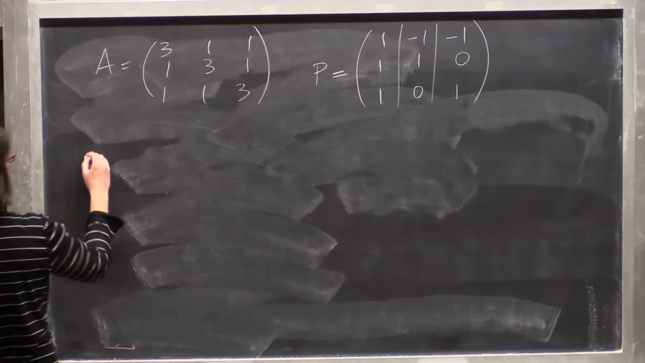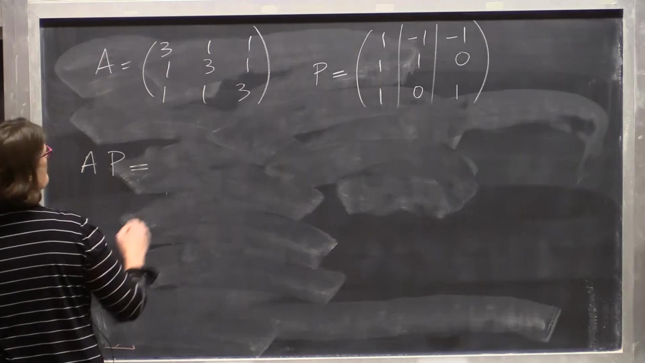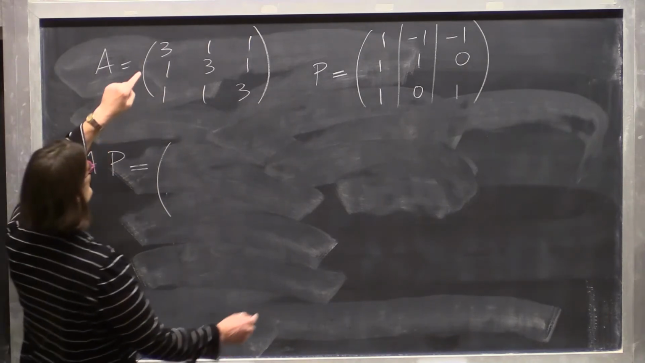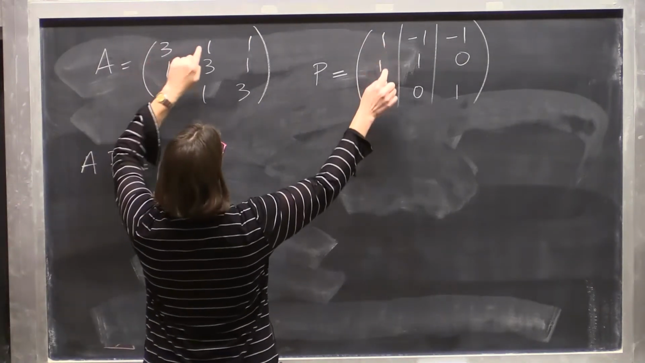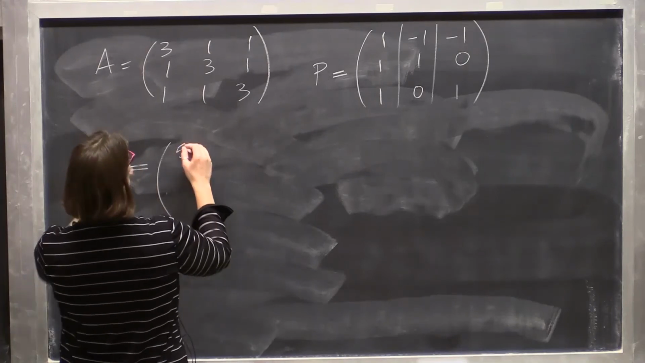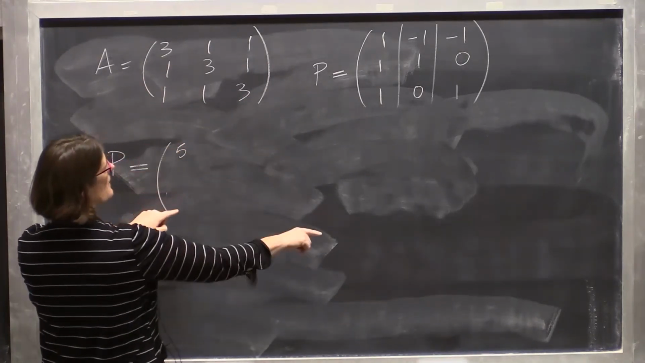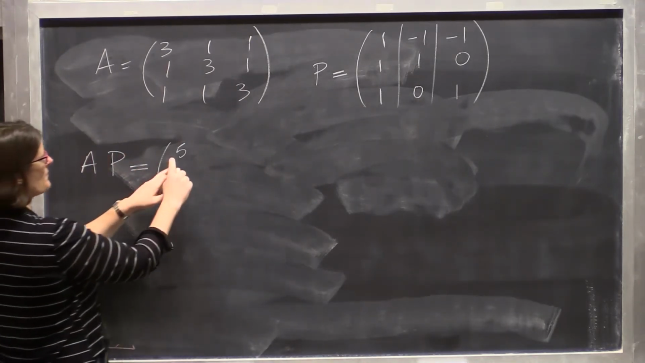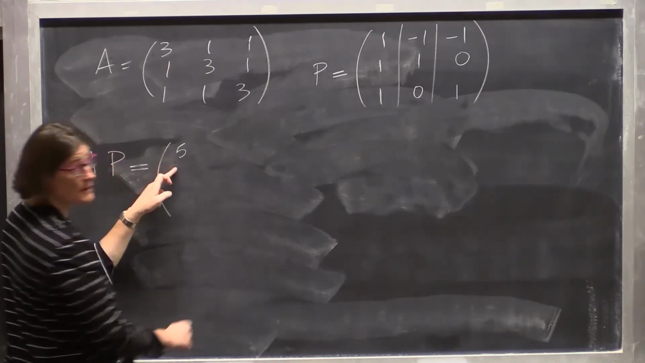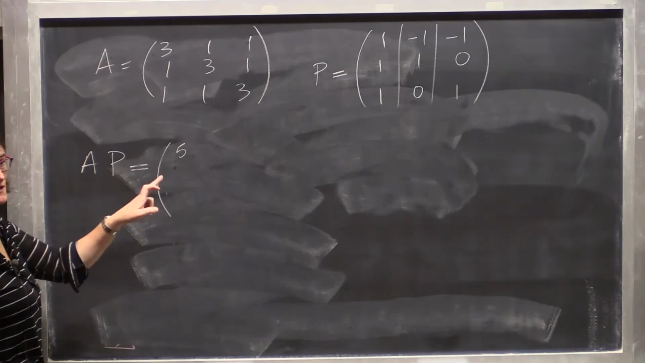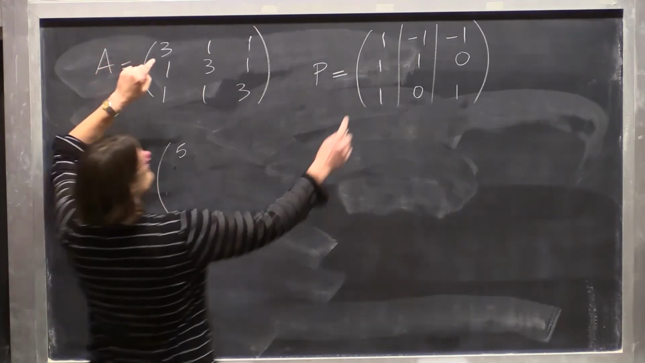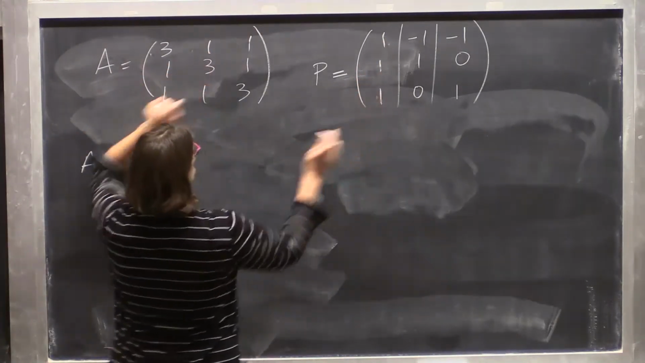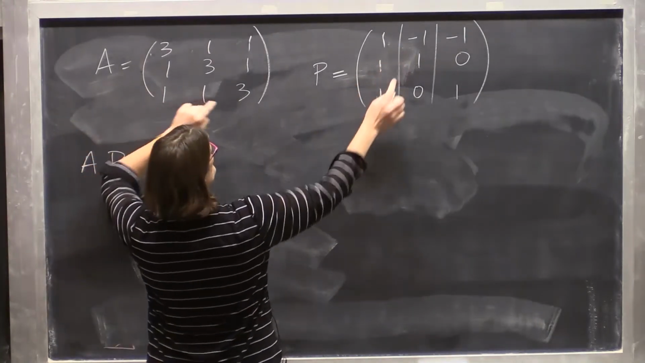Now I'm going to compute A times P. So in the first row, I have 3 plus 1 plus 1 is 5. Now normally when I multiply A by P, I go across by rows. I'm going to do it by columns this time so that you can see something. So anyway, 3 plus 1 plus 1, there. 1 plus 3 plus 1. 1 plus 1 plus 3.